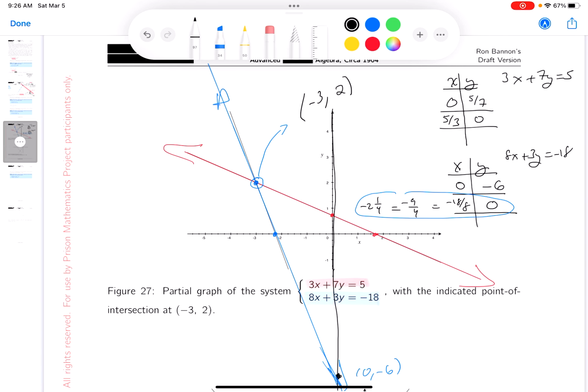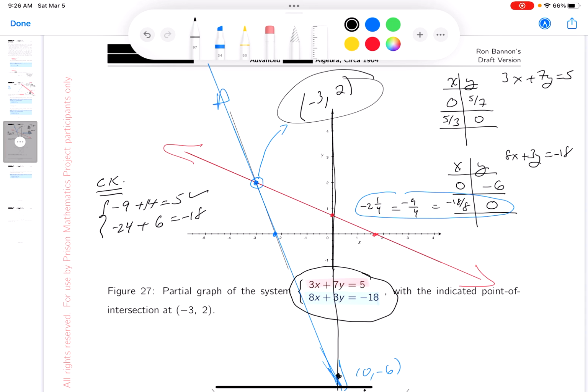I want to check it. And where do you check it? In the original system. Well, in the first equation, what would you get? You get minus 9 plus 14. And does that equal the number 5? Of course it does. That's good news, by the way. Don't think it's good news in the second one. Second one is minus 24, and then what do you get? Well, that's 3y, right? That would be 6. What does that give me? Minus 18. So now I'm convinced that's the correct answer.